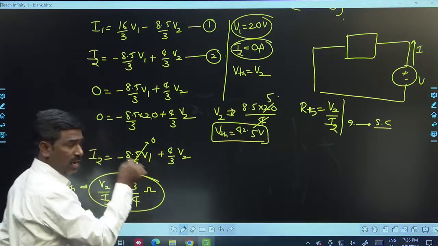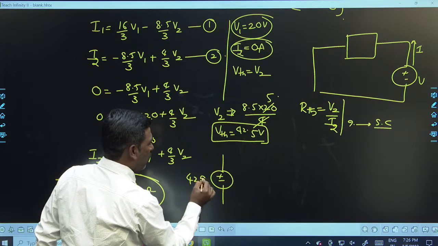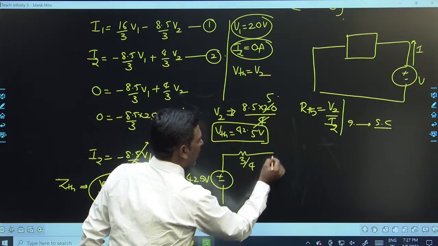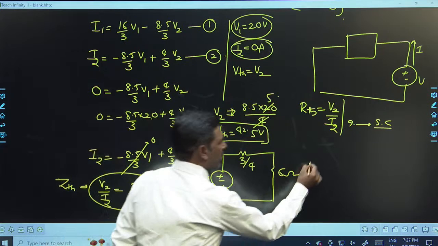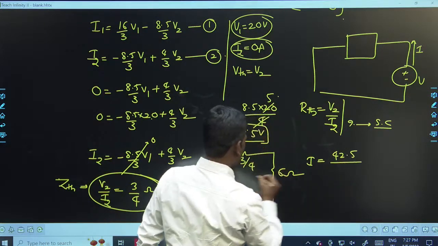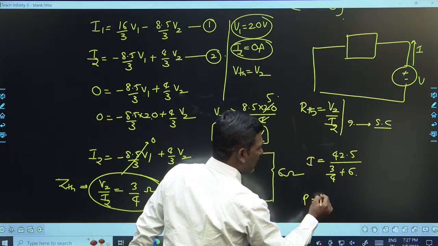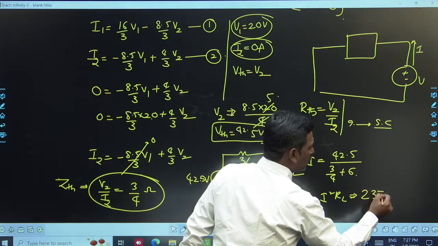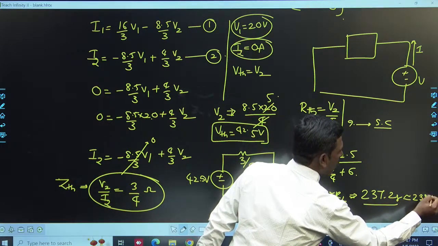Now the total network becomes VTH of 42.5 volts, RTH of 3 by 4, and RL is given as 6 ohms. Now first find out I, which is equal to 42.5 upon 3 by 4 plus 6, and P is equal to I square into RL. This value is nearly equal to 237.28, or nearly 238 watts.